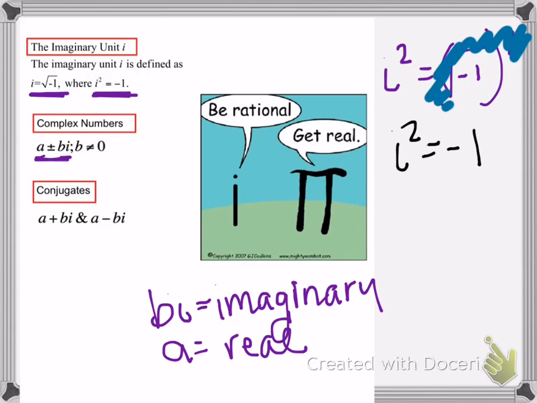Now, when it comes to conjugates, I know Algebra 2 did not teach you this, so please write this down. We're going to use conjugates when we are dividing two complex numbers. The only thing you need to know is that a conjugate takes a complex number and makes it the opposite, but only changing the symbol in front of the imaginary unit. So I'm changing that plus bi to become a minus bi.